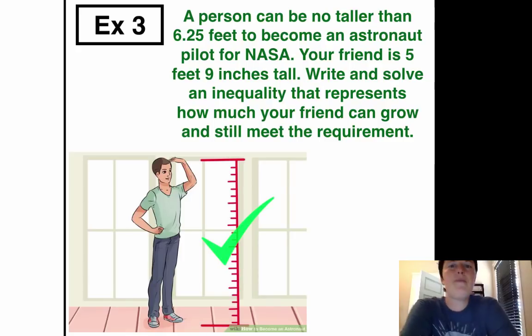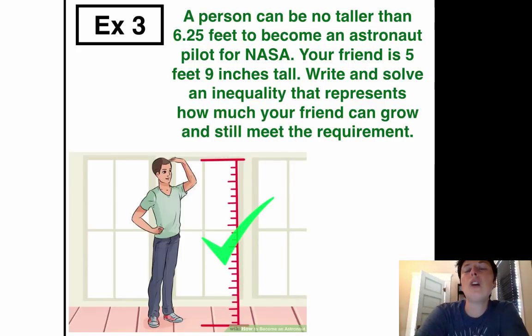Here is our story. A person can be no taller than 6.25 feet to become an astronaut pilot for NASA. This is one of their requirements. And your friend is 5 feet 9 inches tall. Write and solve an inequality that represents how much your friend can grow and still meet the requirements. Because your friend's in middle school, they're not done growing. So we need to figure out how much more your friend can grow before they get too tall and cannot be a pilot for NASA.